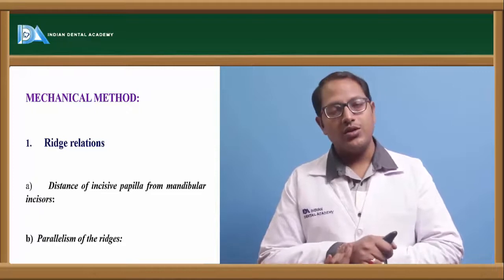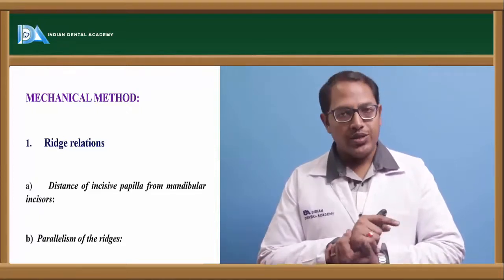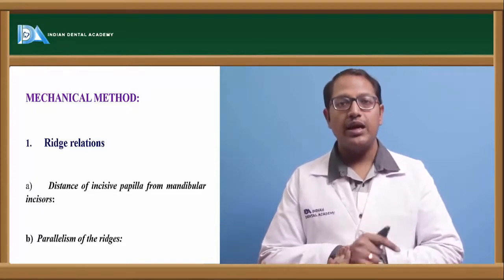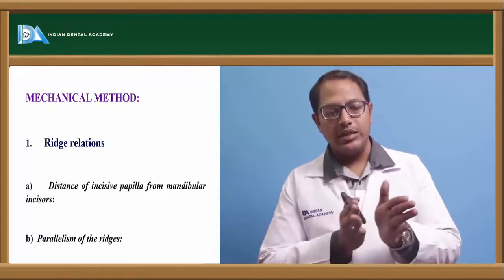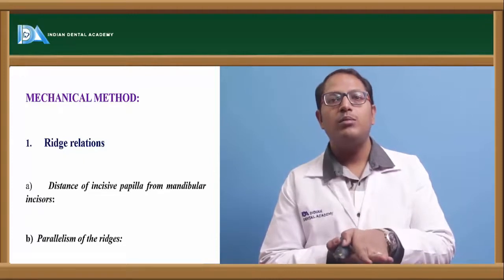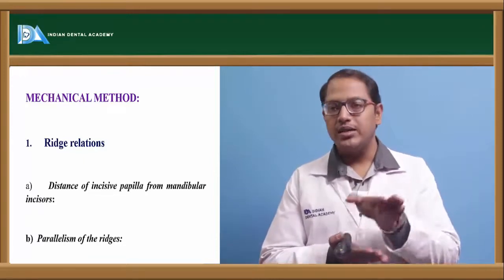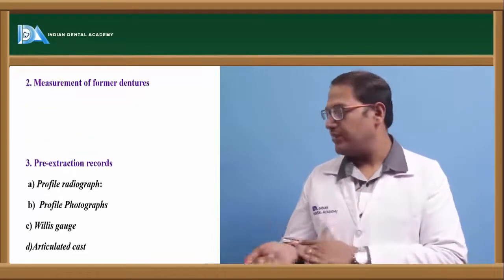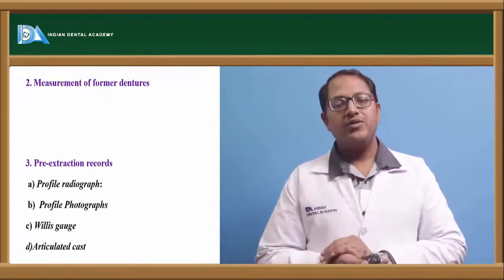So that is called Christensen's phenomenon. That Christensen's phenomenon should be there, provided that both the wax rims are in contact with each other when it is in normal class 1 relationship. So that is called ridge parallelism. The next is measurement from the former denture.